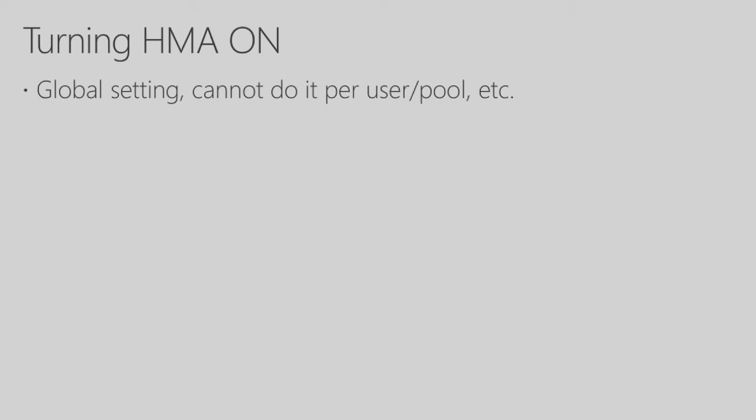Okay, turning on hybrid modern auth. To turn this on, it's a global setting. This is true for Exchange and Skype for Business. You cannot do it per user or per pool, okay? A lot of people have asked us for that. I understand it. Even our own Microsoft IT wants this, and we completely understand that you would prefer not to have a global setting. The reason we don't do it that way is because in order to make that happen, it would actually cause a security hole, which we don't think is the right thing to do. Anyway, it is a global setting.